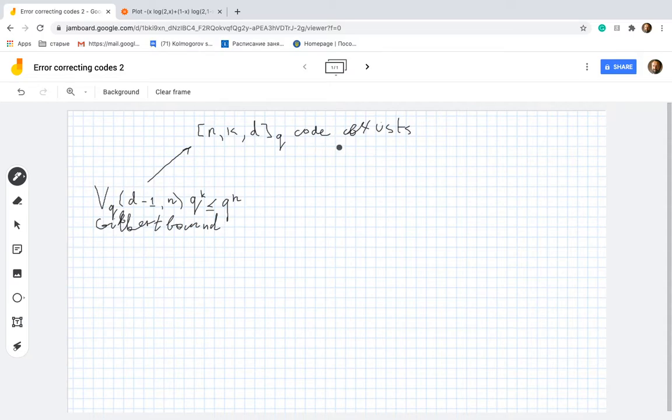And the necessary condition looks in a similar way, but instead of d minus 1, we have (d minus 1) over 2. This is volume bound.